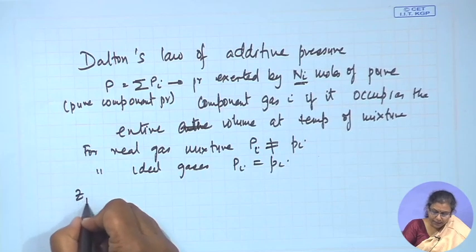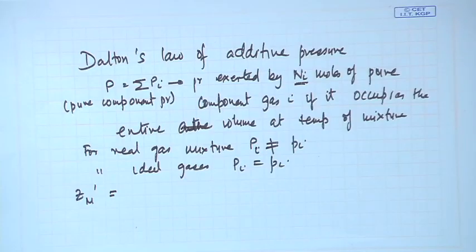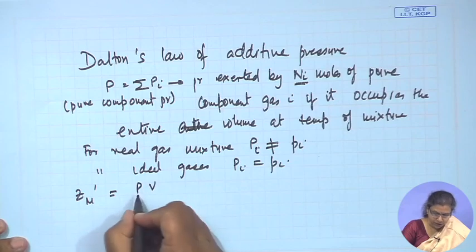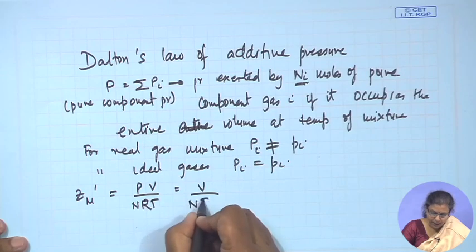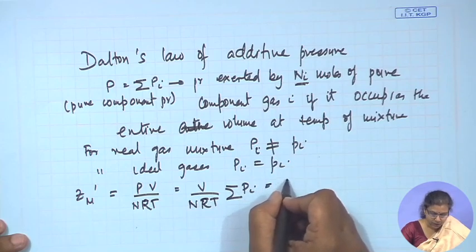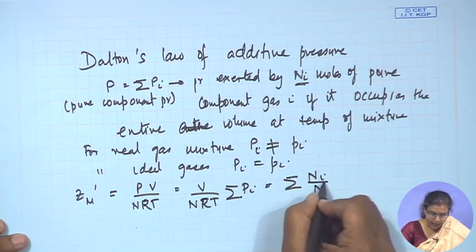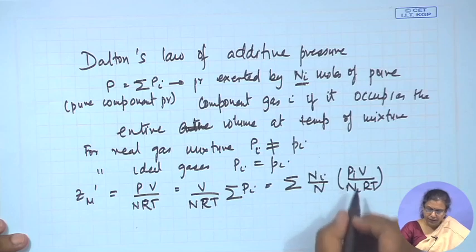Fine. Now, in this case, let us find out Zm prime. I have just written the prime to differentiate the mixture compressibility factor obtained from Amagat's law and the mixture compressibility factor obtained from Dalton's law. Now, what is Zm prime equal to? This is nothing but P, the total pressure, times V by N RT, which can be written as V by N RT times sigma of Pi, which is nothing but sigma of Ni by N times Pi V by Ni RT.